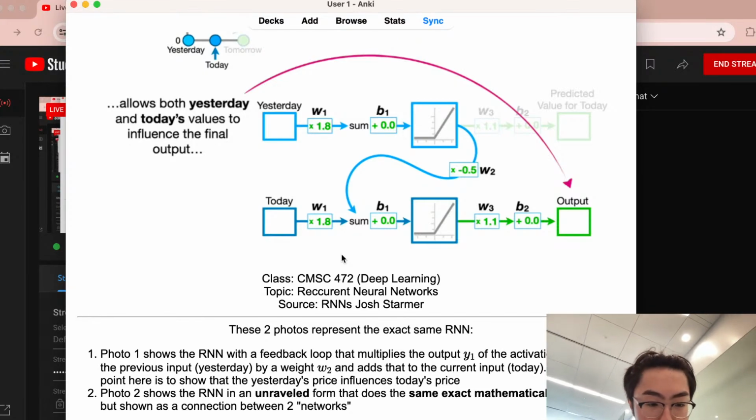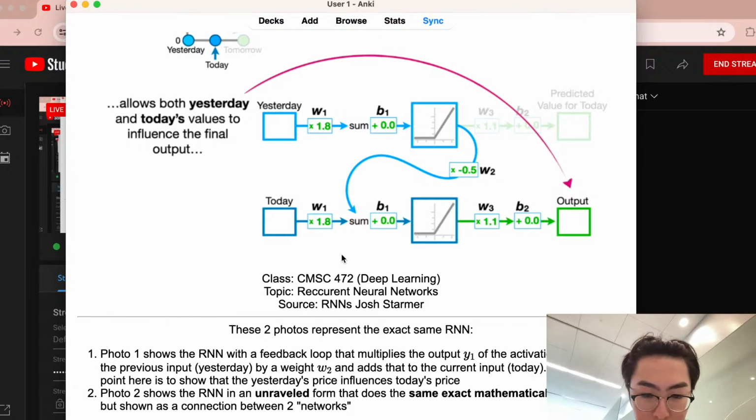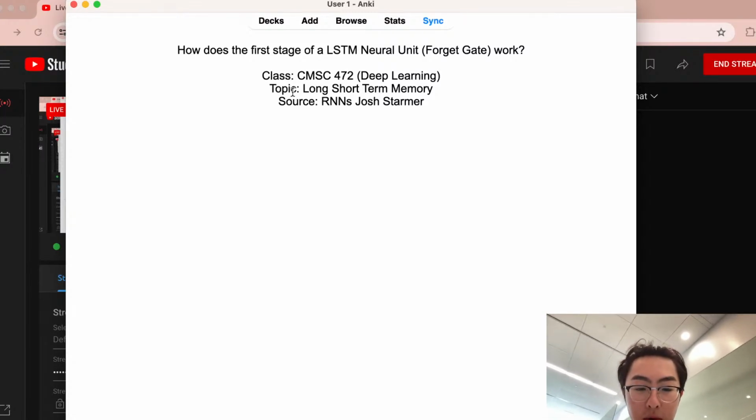Why I have that previous input yesterday by way W2 and input it today. The main point here is so that yesterday's price influenced today's price. Okay. How does the first stage of a long short-term memory neural unit work?